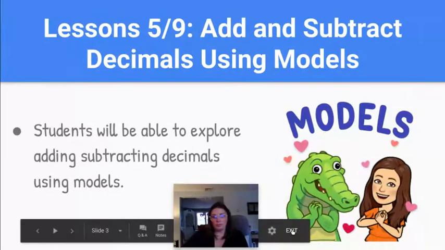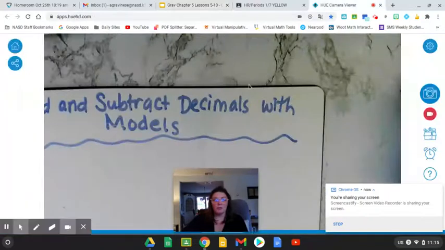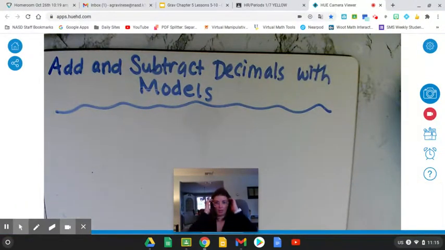Recall in our previous lesson, we used the actual base 10 blocks to add and subtract decimals. We're moving into something that is not as hands-on, so it's not using something three-dimensional that you can touch. We are just using paper models for this lesson. It's the same skill otherwise, though.